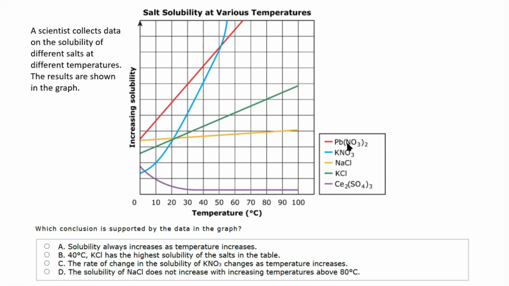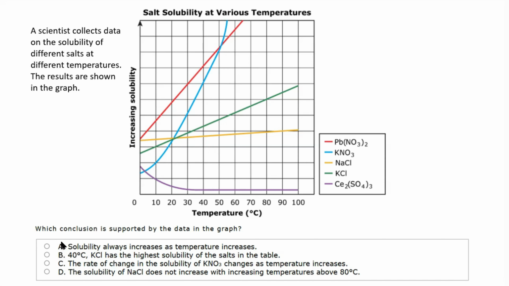Different colors. The red one is showing lead nitrate. The blue one is potassium nitrate. Yellow is sodium chloride. The green one is potassium chloride, and the purple one is cesium sulfate. So the question is, which conclusion is supported by the data in the graph? Option A is solubility always increases as the temperature increases. You have to see whether the choices given match the graph or not.